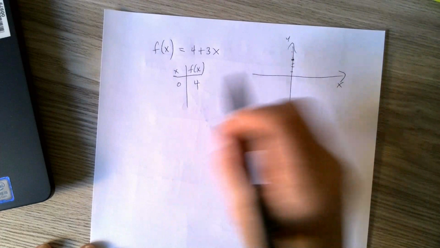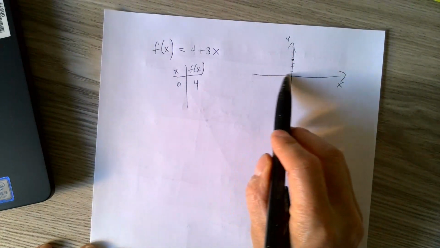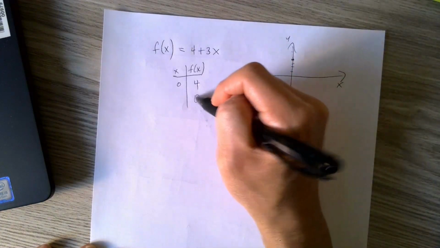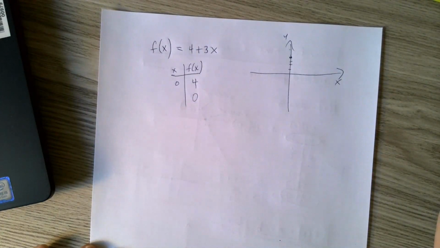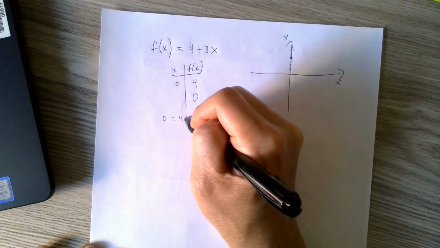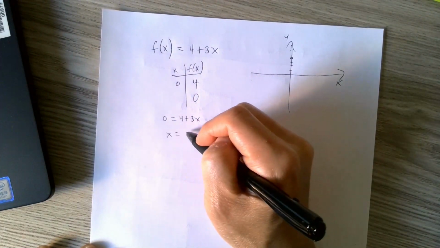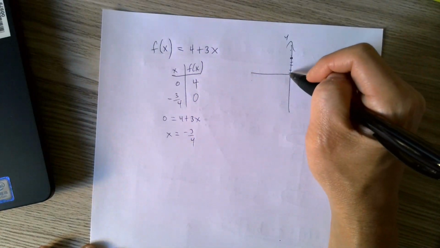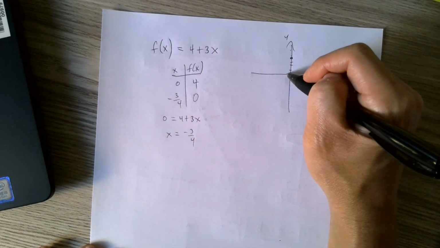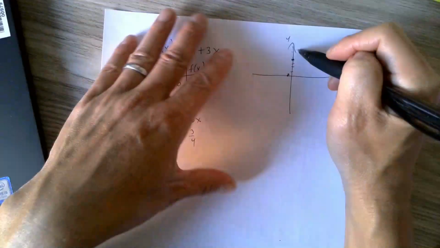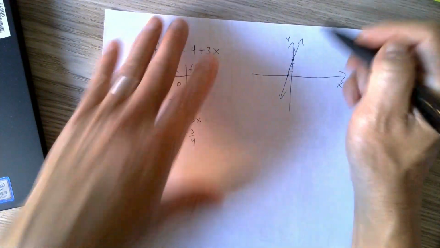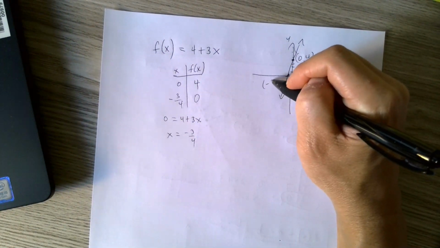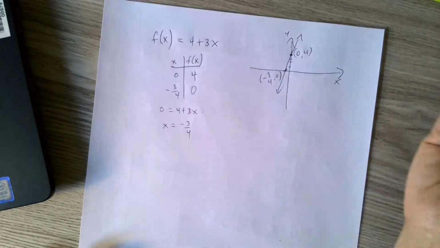And then if I want the x-intercept, that's going to be a point somewhere on the x-axis. The ordinate for that point will be 0. So I plug in 0 for f of x. And just to make sure I'm doing this on paper. And that'll give me negative 3/4, which will be about here. And there's my line. 0, 4 is my y-intercept. Negative 3/4, 0 is my x-intercept.